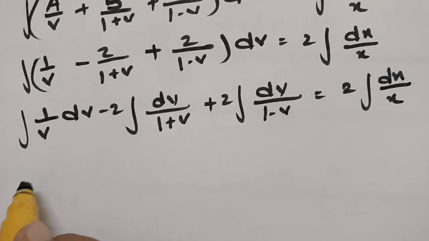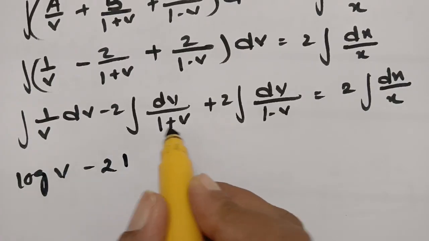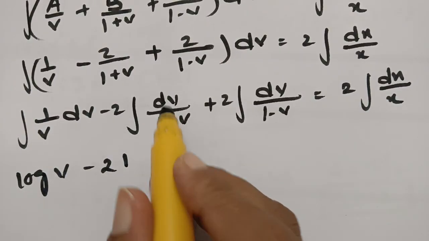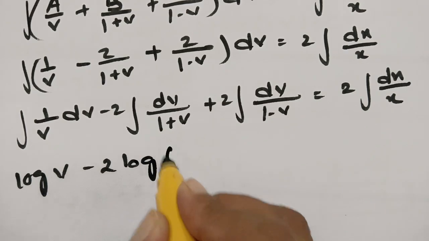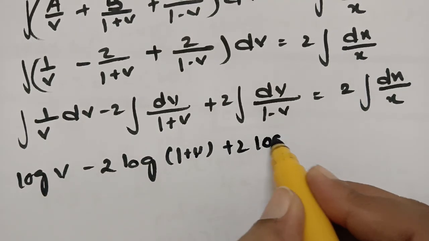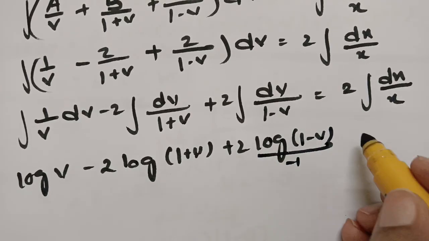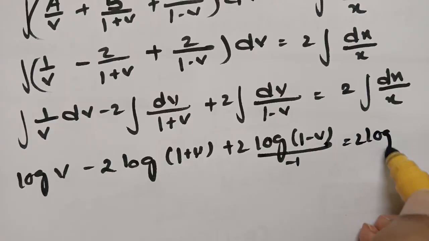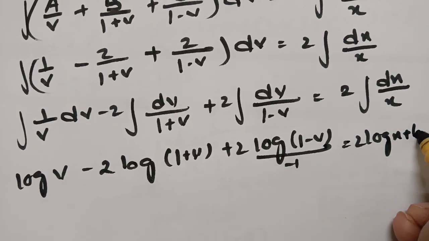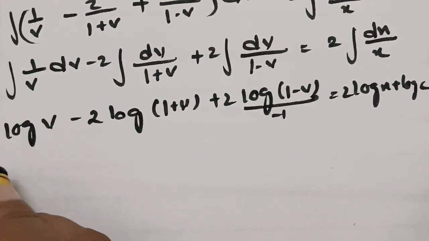So 1 by v is nothing but log v. Clear? So this is minus 2 times, the derivative of 1 plus v is dv, so this can be written as log of (1 plus v). And this can be written as log of (1 minus v), and there is a minus 1 down. So this is 2 times log x plus log c. Clear? And see here how I am writing.